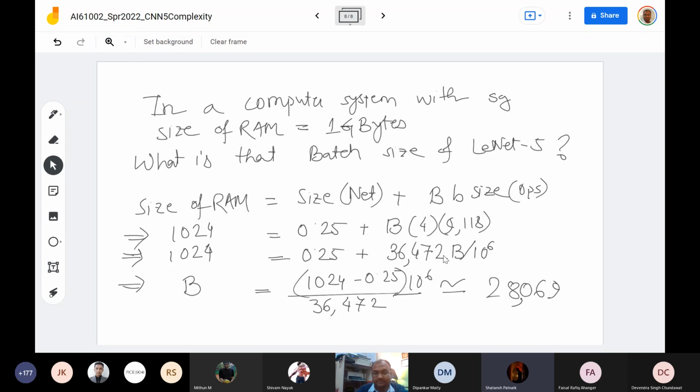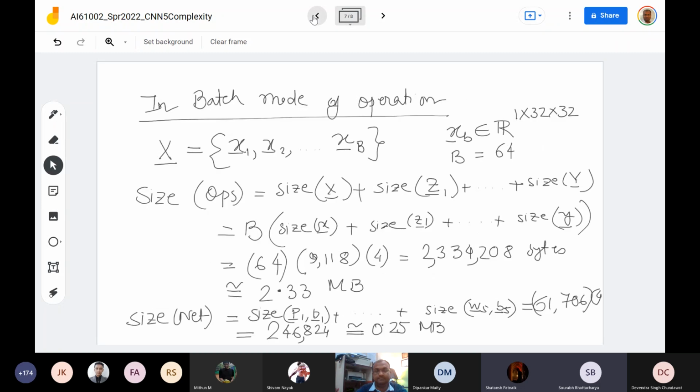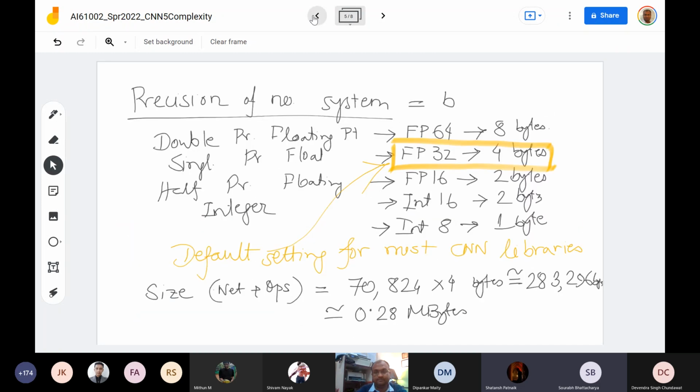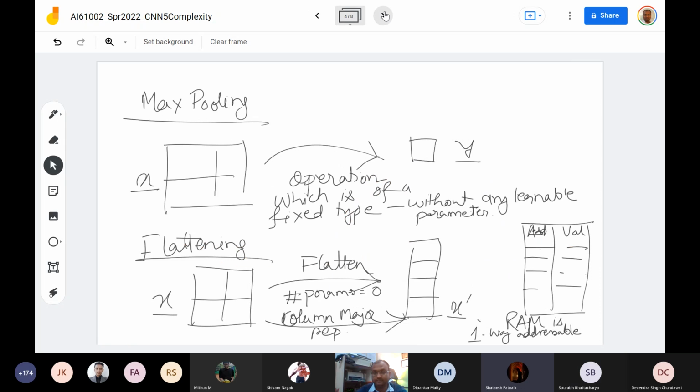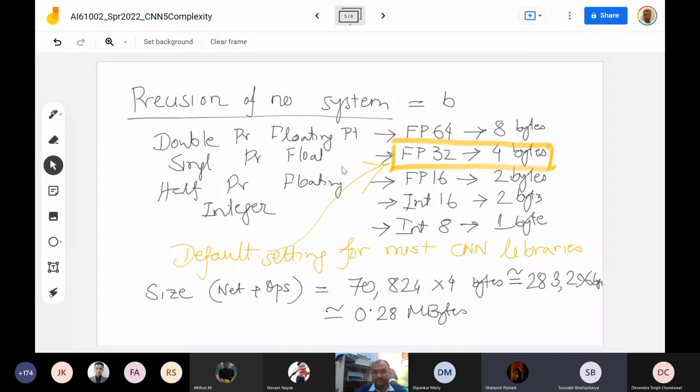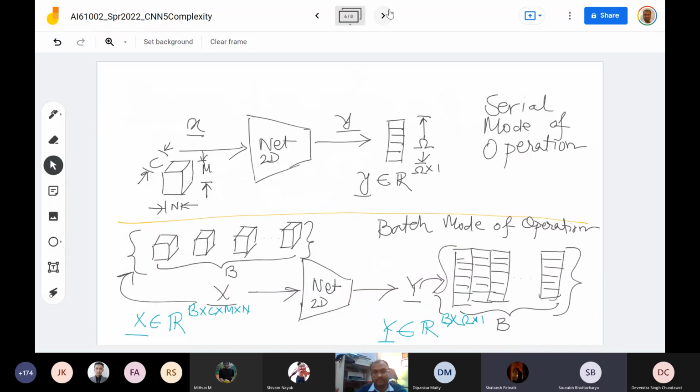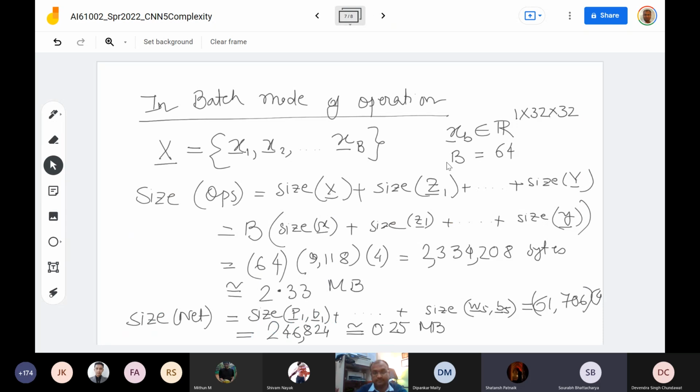Hello, sir. Just one thing, I just wanted a flow, sir. Initially, when we started, before we went to the batch mode of operation, we first did size of network plus operator. We got 70,824. And we took FP32 precision and 4 bytes each. So it was 0.28 MB, right, sir? Approximately, yes. After that, we went to batch mode of operation and we took a certain batch size, say of 64. And we carried out the entire operation where the size of ops came to be 2.33 MB, and the nets was 2.25 MB.